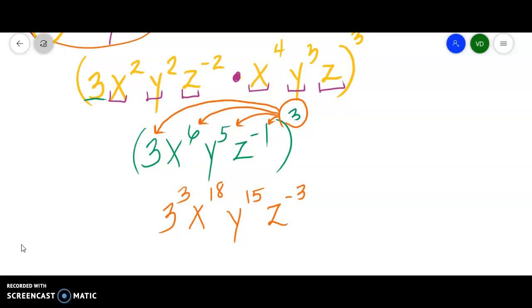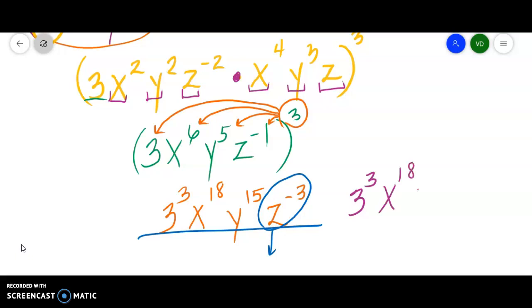Okay, so our last final step is to get rid of this negative. We want to try to rewrite it so we have all positive exponents. So that is the only thing that I have to drop below my fraction, right? I'm going to make it a fraction. That's the only thing that goes down there. So my final answer is going to be 3 to the 3rd power, x to the 18th power, y to the 15th power, and that's all going to go over z to the 3rd power.